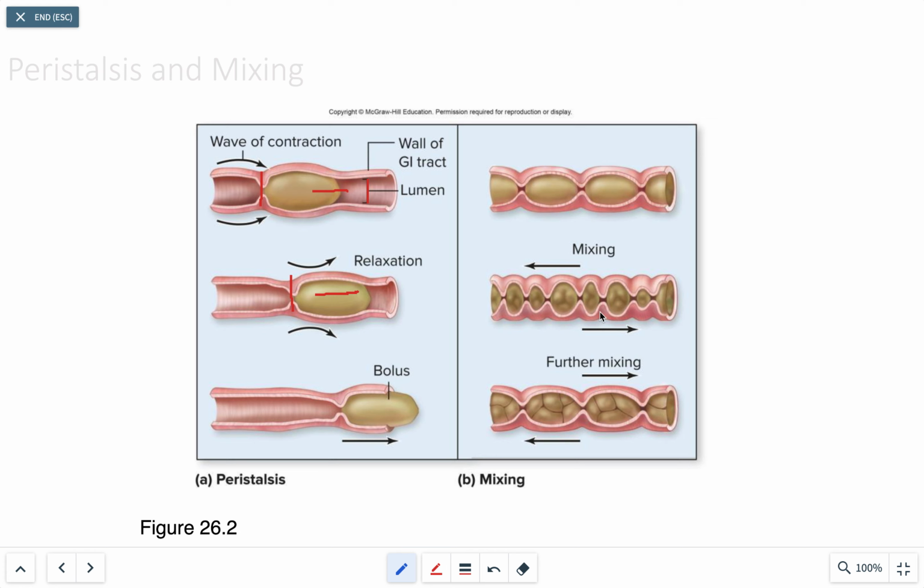Mixing, also known as segmentation, is a combination of peristalsis, but then we also have the churning of materials. And the churning of materials does two things. It slows down the rate of the bolus or the chyme moving through the digestive tract, which allows for absorption. And it also helps mix the secretions that it picked up through the stomach and the small intestines. So we usually see these digestive secretions occurring most often in the stomach and in the small intestine.